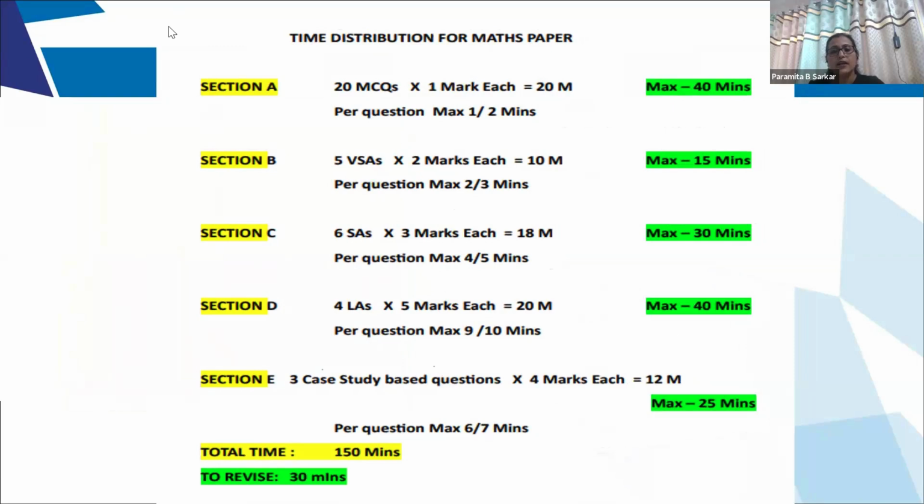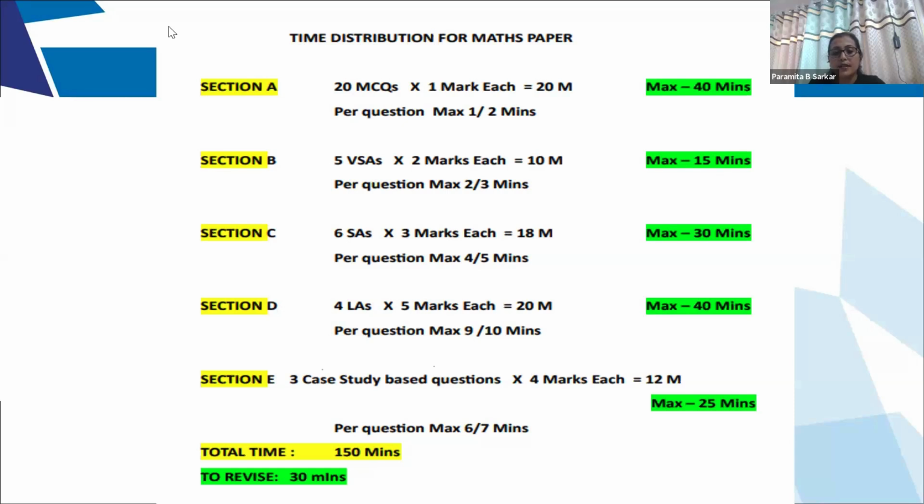For section A, there will be 20 MCQs, 1 mark each. So just keep 1 to 2 minutes per MCQ. Maximum 40 minutes to be given for section A, not more than 40 minutes. For section B, there are five very short answer type questions of 2 marks each. So don't put more than 3 minutes. Keep 2 to 3 minutes for section B. So maximum 15 minutes should be provided for section B.